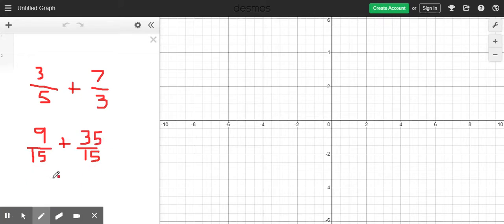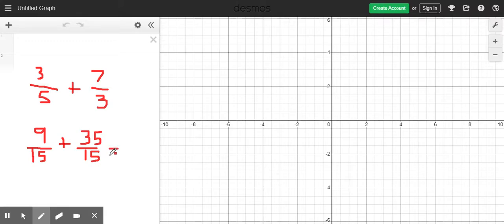So now we have common denominators. We converted fifths and thirds into 15ths. 5 times 3 was 15, so 3 times 3 is 9. 3 times 5 is 15. And 7 times 5 is 35.